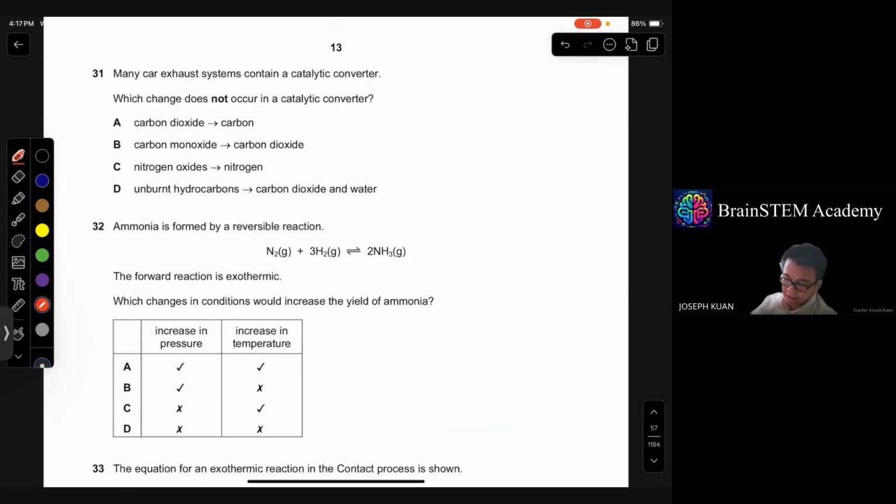Question 31. Many car exhaust systems contain a catalytic converter. Which change does not occur in a catalytic converter? The purpose of a catalytic converter is to convert harmful gases into less harmful emissions.